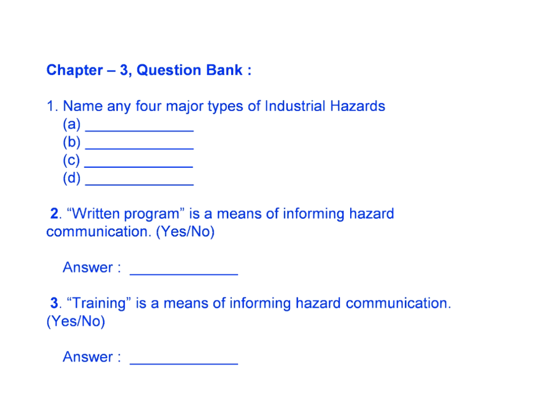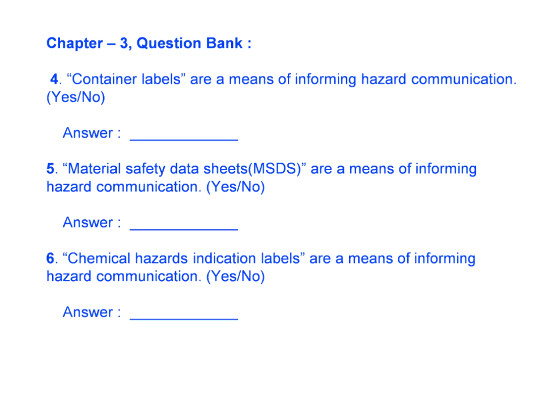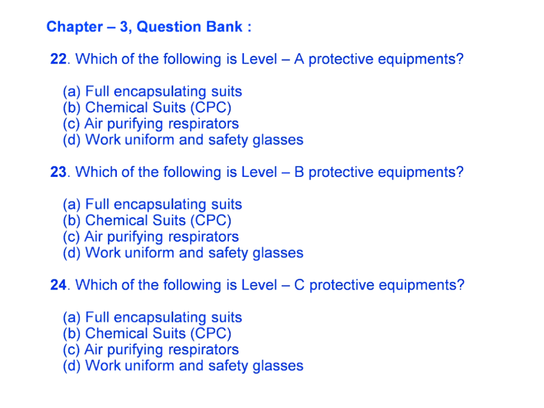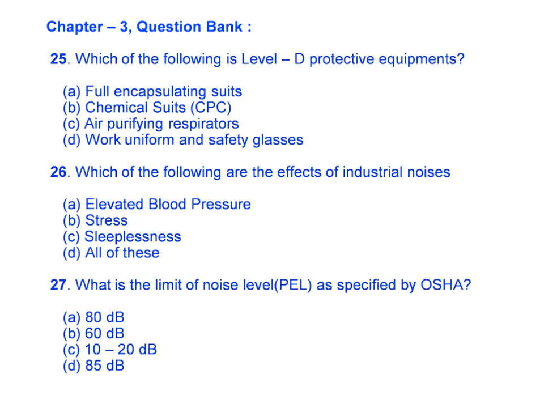Now I have given you the questionnaires for all these 5 hazards. Name any 4 major types of industrial hazards. You can give any 4 industrial hazards. A written program is a means of informing hazard communication. Yes or no? It is yes. Training is a means of informing hazard communication. Yes or no? It is yes. Something like this. Please go through these question banks.